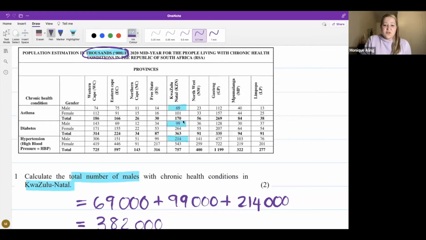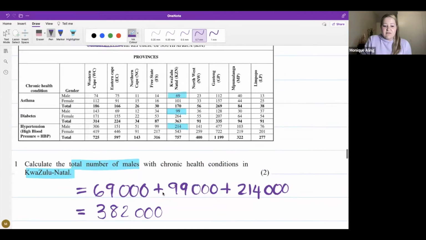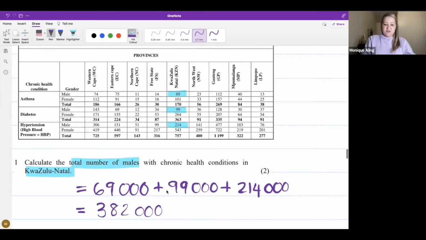I calculated all 3 times 1,000. Yeah, that's fine. Can do it that way as well. Because that's just adding 3 zeros at the end.